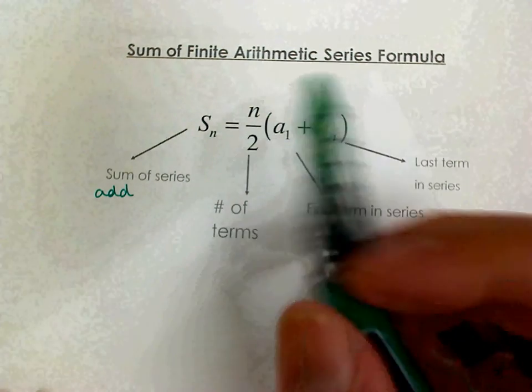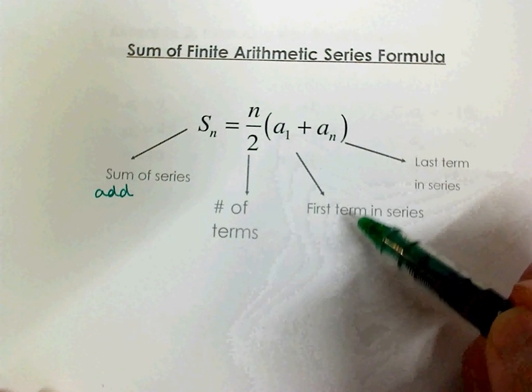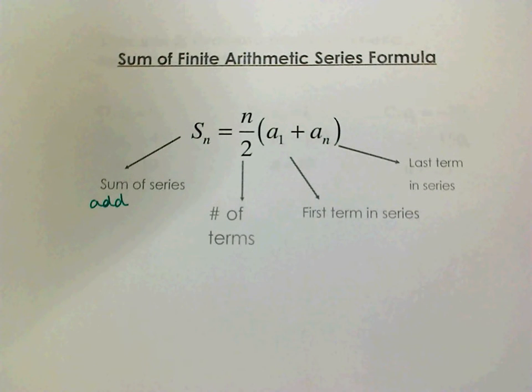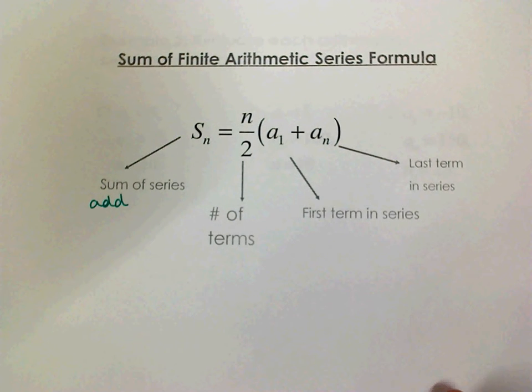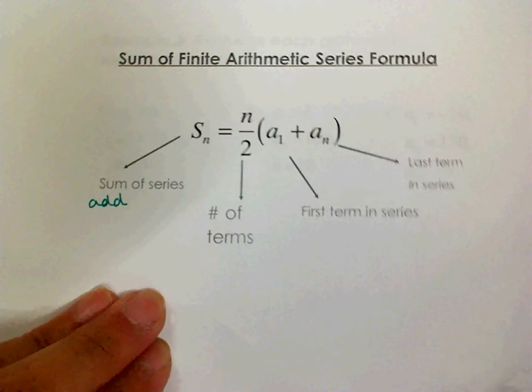N is your number of terms. A sub 1 is your first term. A sub n is your last term. Okay? So half of the number of terms, because Gauss went 1 to 100, then he went 100 to 1, so halfway, you add the first and the last term together.